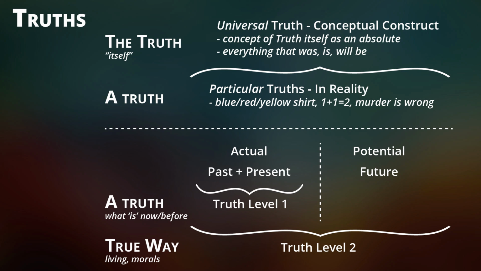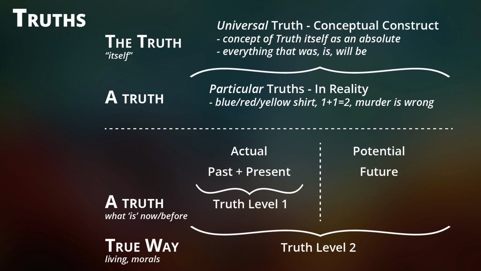So in a truth, particular truths in reality, you can have a blue shirt, red shirt, 1 + 1 = 2, actual things in the past and present, which is a truth level 1. But you can also have what is currently now and is, or was before, as currently existent. You can have moral truths of truth level 2, the true way of living morals. So murder is wrong. If that's currently accepted as the way things are now or before, then that's a truth level 1 of the actual past or present living according to that way that murder is wrong.